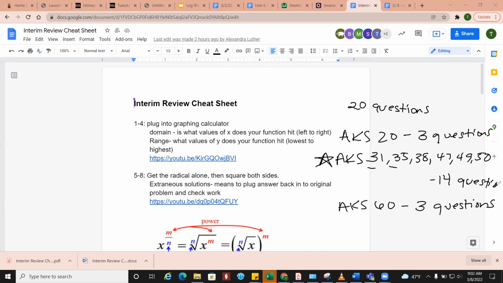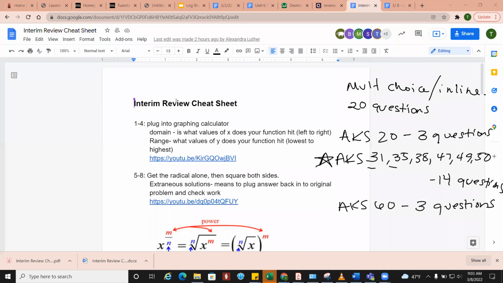Now, there's going to be 20 multiple choice or inline response. What inline response means is you'll have a drop down option and you'll pick one of those options. It's basically multiple choice, just a different way to click it.